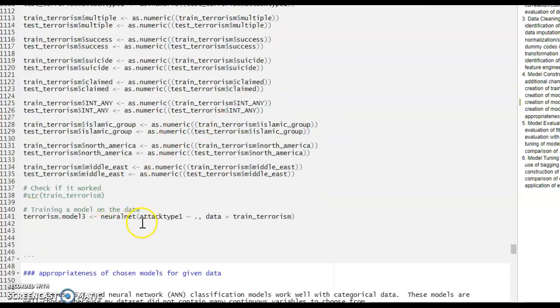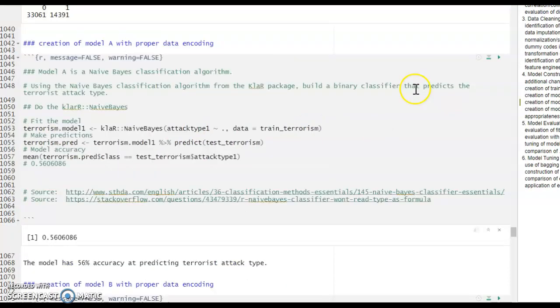I used the neural net package. This is the output of the naive Bayes model. We get the accuracy of 56%.